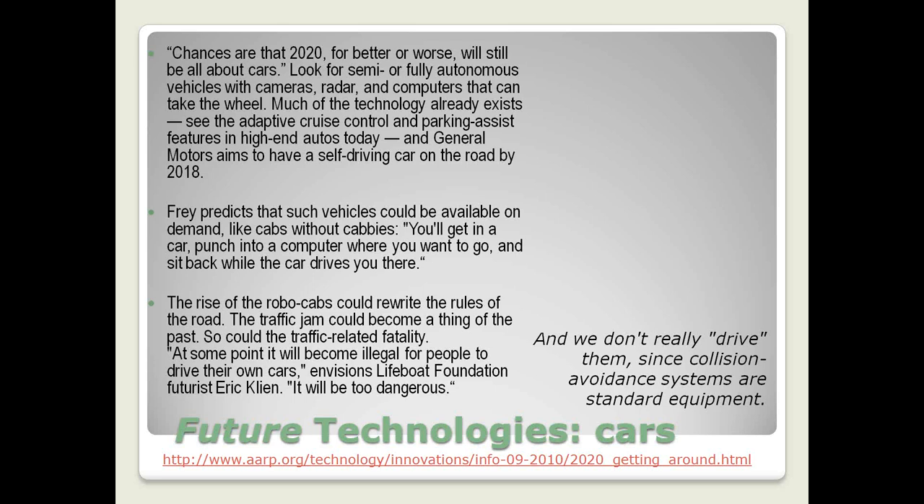And futurist Eric Klein thinks it's going to be too dangerous for us to drive because the computers are going to be keeping track of all of our cars. So this is going to be really great for the people who can afford it. And it's also going to be really great for those of us who can't afford it because there's going to be spin-offs from this. Public transit is going to be able to implement technologies that we can't imagine.